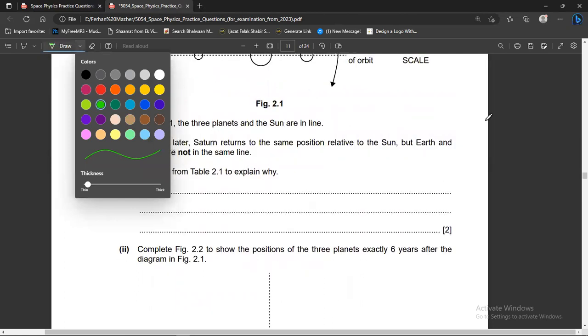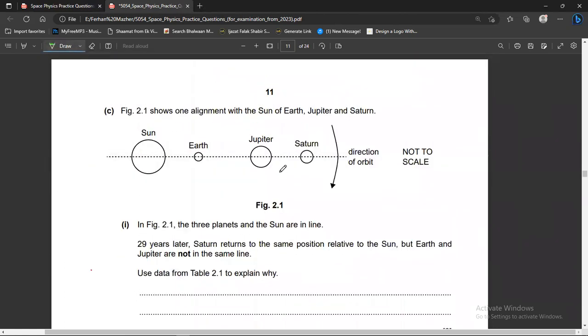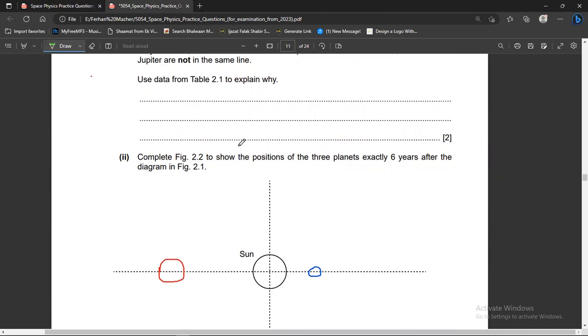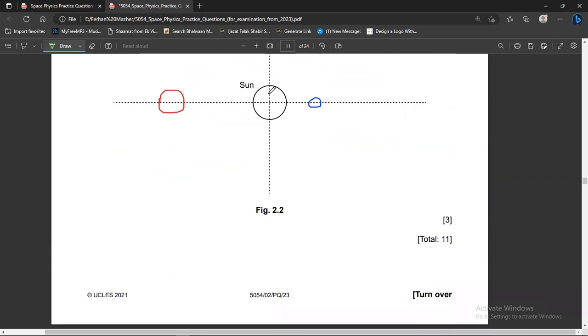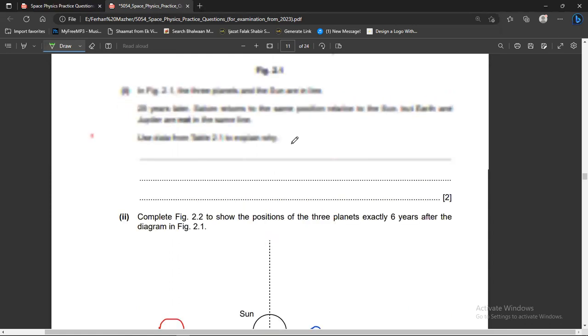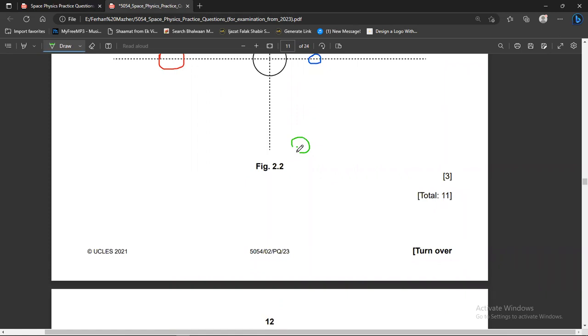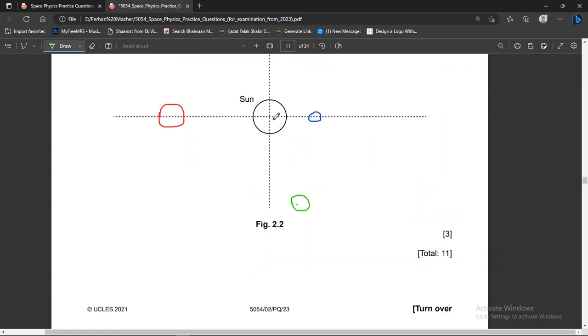Then we have Saturn, and Saturn takes 29 years to complete one revolution. So in 6 years, it will be 6 by 29 multiplied by 360. So you will get 74 degrees. So mark 74 here somewhere. The last one, Saturn, will be here.